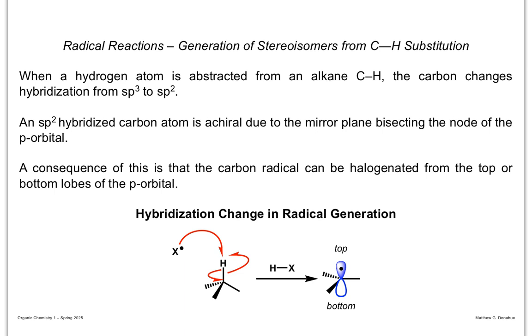So here's the arrow pushing of, again, how that happens. I'll highlight it in green. You have your X dot radical with the fish hook. That fish hook means one electron's moving. It's abstracting an H, so one electron moves from the CH bond. The other electron ends up on the carbon. So C sp3 ends up as C sp2, and then the radical is in a p orbital.